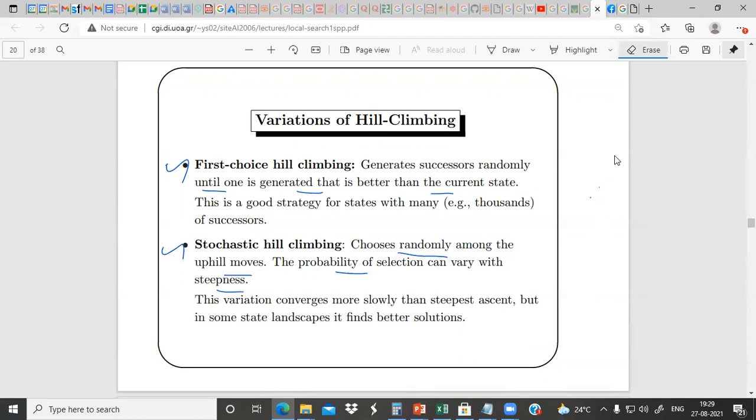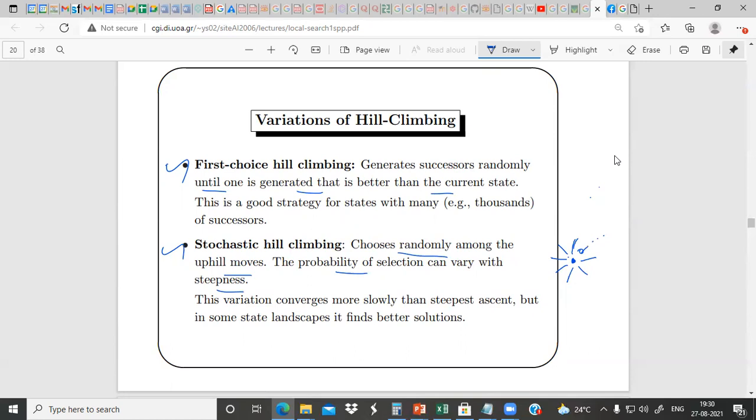So assume you are in a valley, at the bottom part of the valley. Then everywhere it's uphill only. You can move in all 4 directions, and you have uphill. If you move this way it's uphill, this way also uphill, this way also uphill. Or let us assume even 8 directions. In all 8 directions you have uphill. Now what stochastic hill climbing does is choose randomly among the uphill moves. There are 8 possible uphill moves, and out of that, it will randomly choose any one and go in that direction. That is what stochastic hill climbing does.